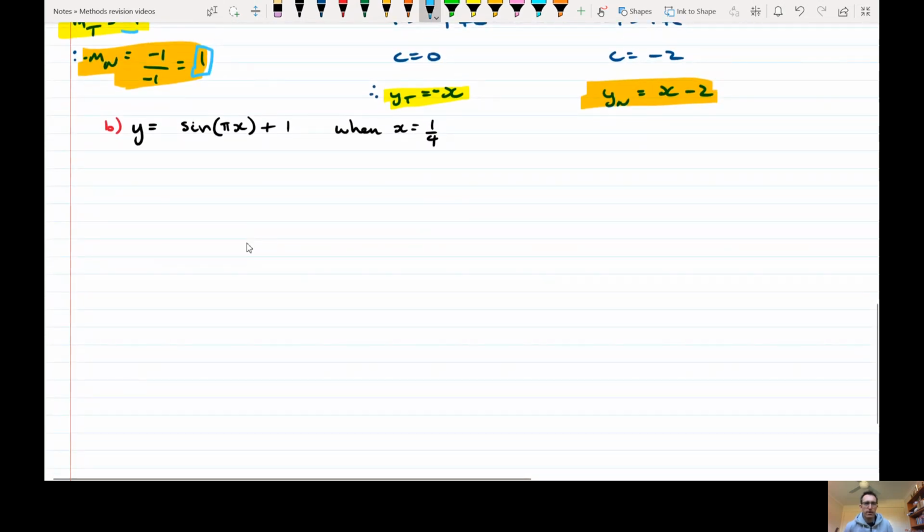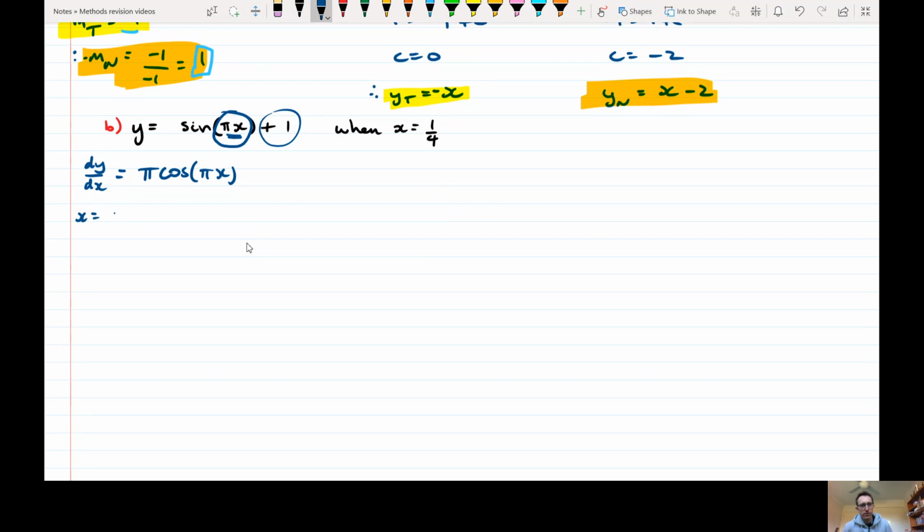Let's do one more example. This one's a little bit different because it's got a sine involved, but the setup's still the same. We must find the derivative first. Okay, so the derivative of sine is cosine of pi x, and you bring the derivative of the bit inside at the front. Now, the derivative of this is pi. That comes at the front there. That's using the chain rule. And plus 1, the derivative is 0.